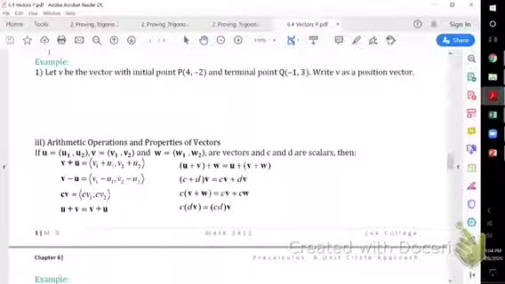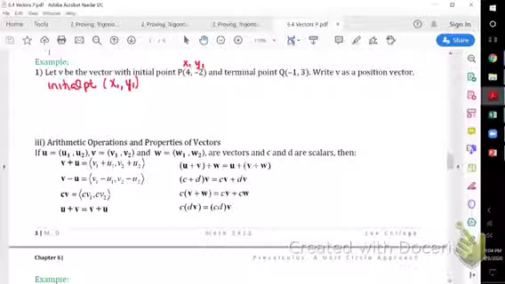Example 1 says let v be the vector with an initial point p at 4, negative 2 and a terminal point q at negative 1, 3. We're going to write v as a position vector. So notice you know a few things. You know the initial point, which remember is going to be your x1, y1, and so I'm going to go ahead and label that. You know your terminal point, which is going to be your x2, y2. So I'm going to label that.